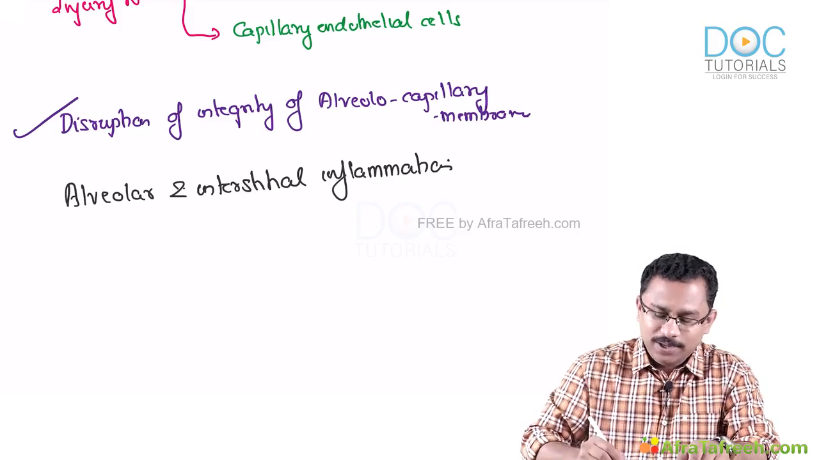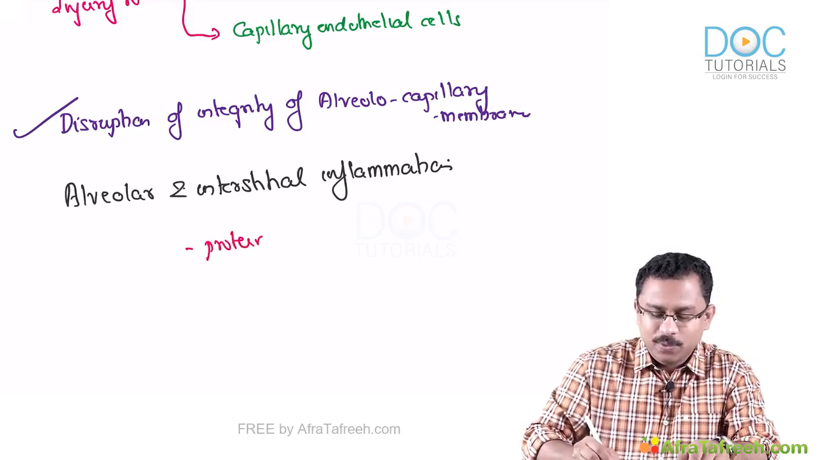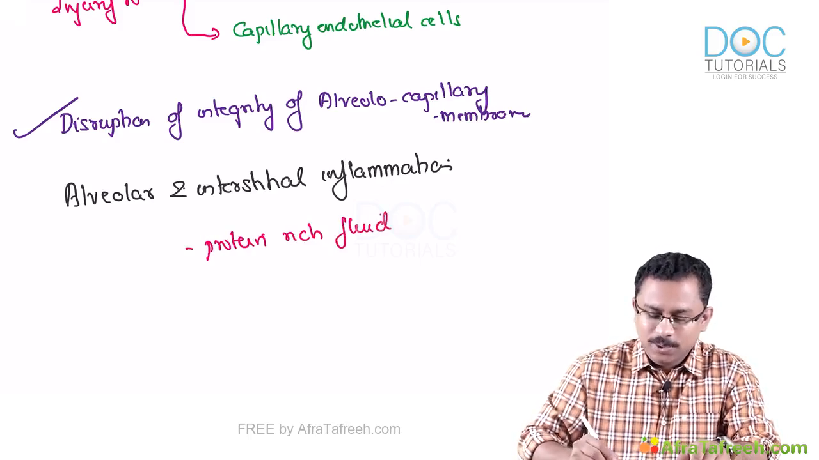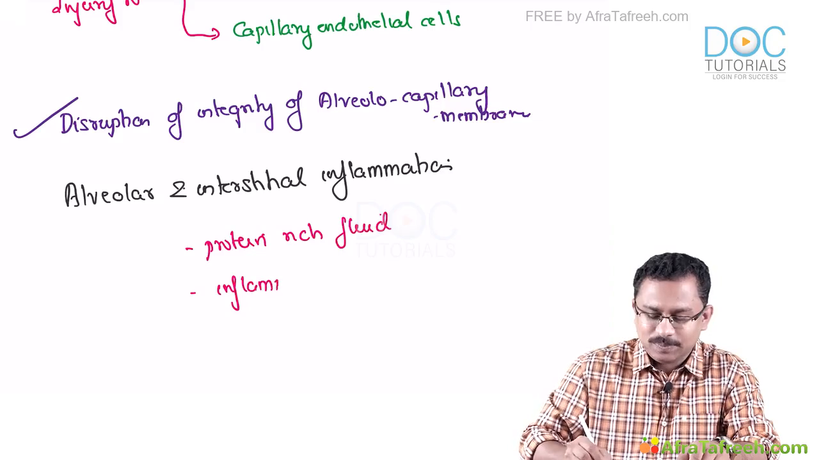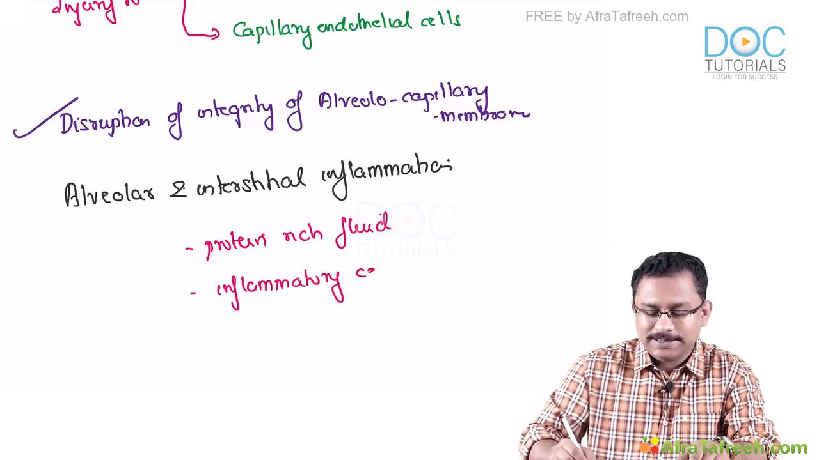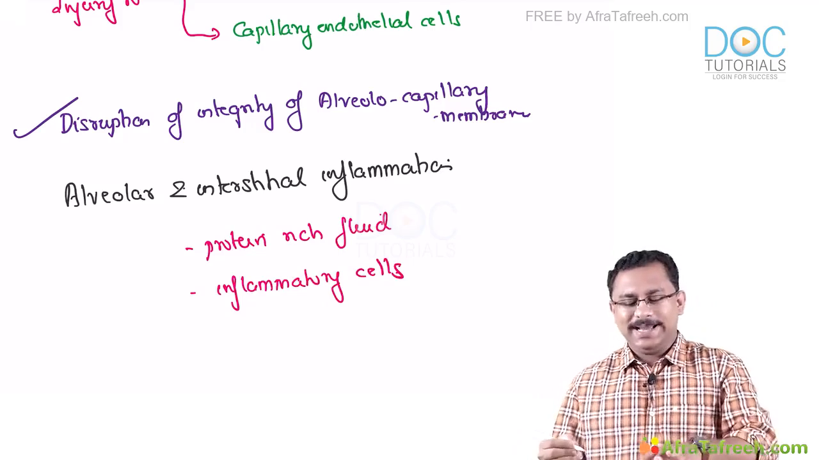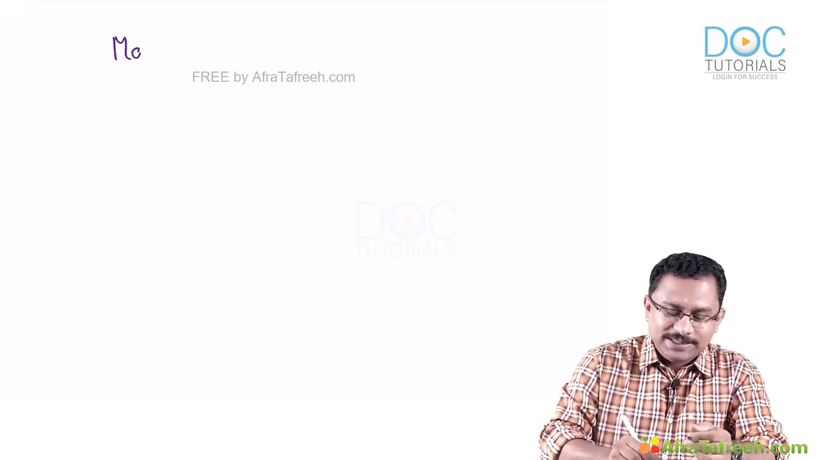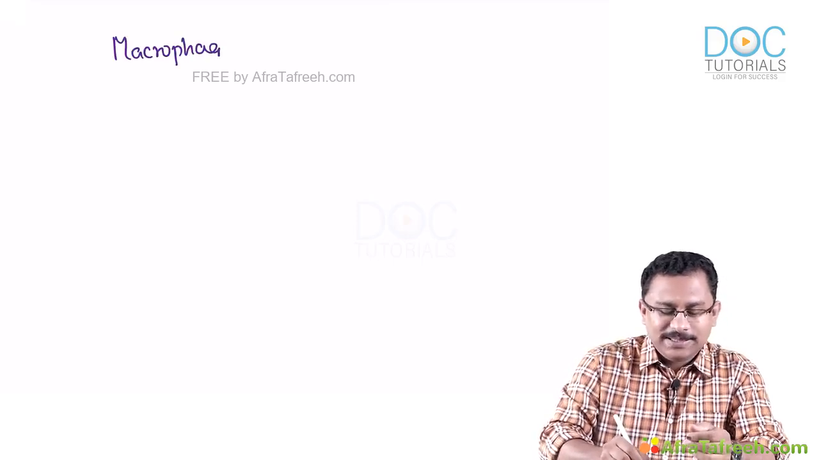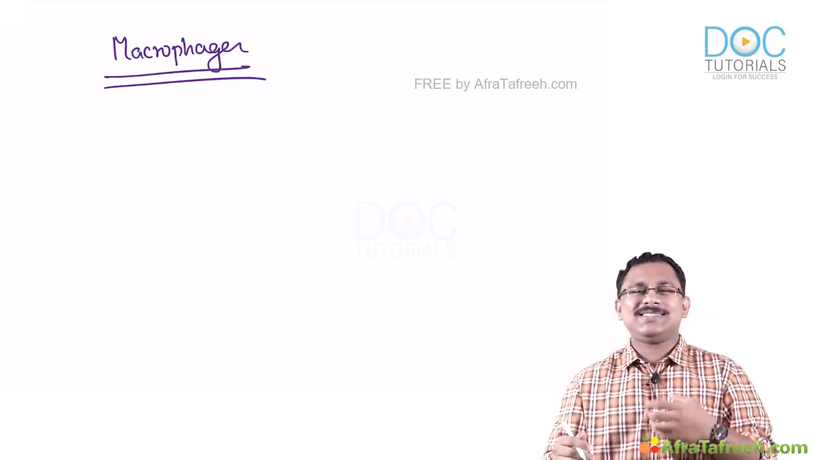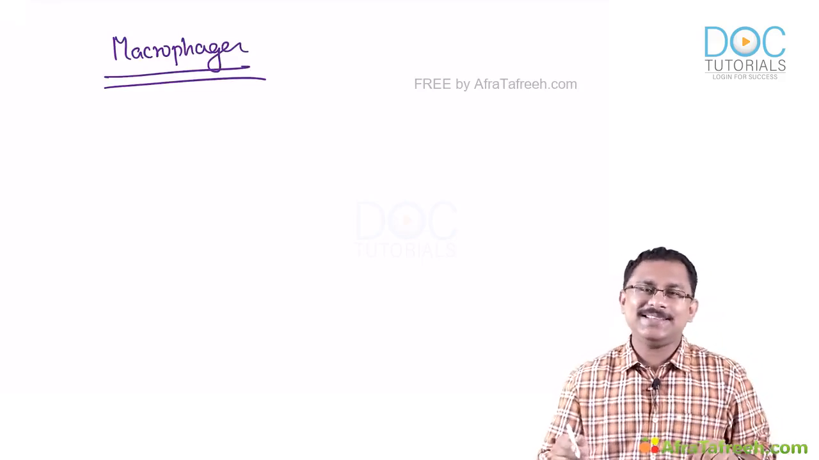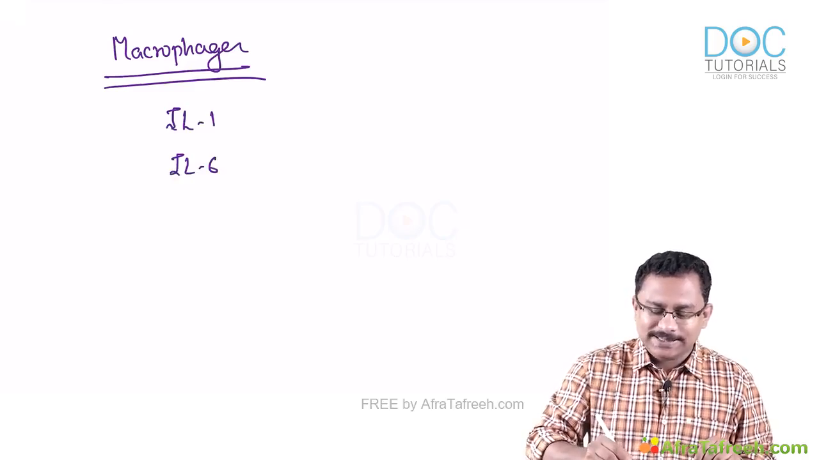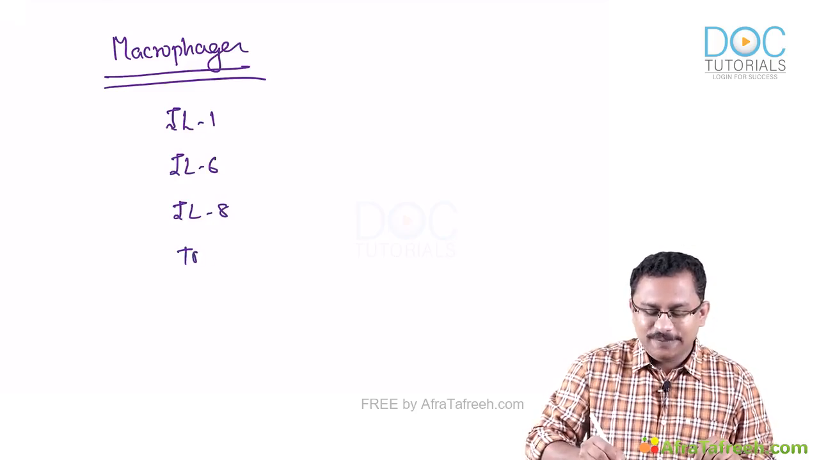And what will be there? You will get a protein-rich fluid, plus you will get all these inflammatory cells. Now what happens is that when there is inflammation ongoing, you remember your macrophages. These macrophages will secrete certain cytokines. You will have secretion of interleukin 1, interleukin 6, interleukin 8, TNF alpha.